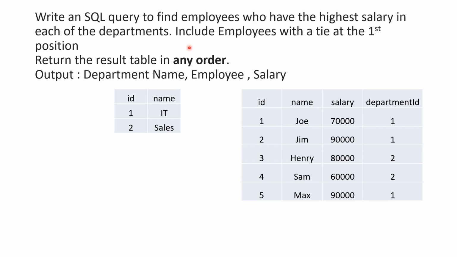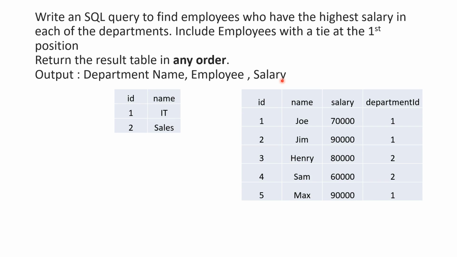And the second part of the question says that we need to include employees with a tie at the first position, right? So if there is more than one employee who has the highest salary, we have to include all of them, right? It also says that we can return the result set in any order. There is no specific order that we need to follow. And the output columns should be the following. They need the department name, employee name, and the salary, right?